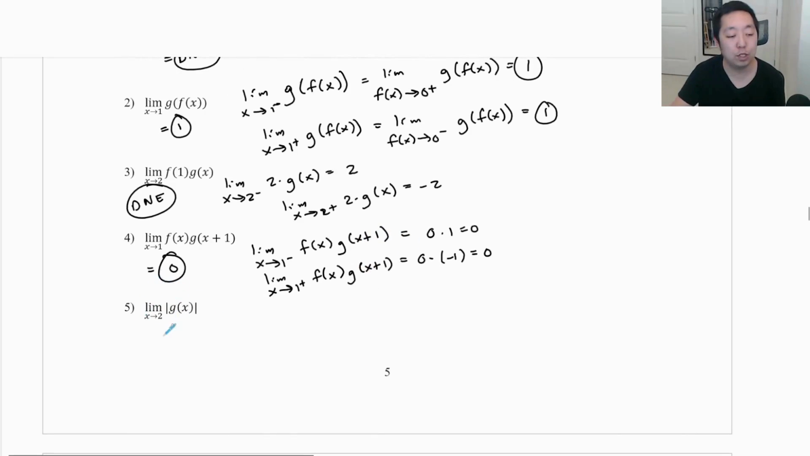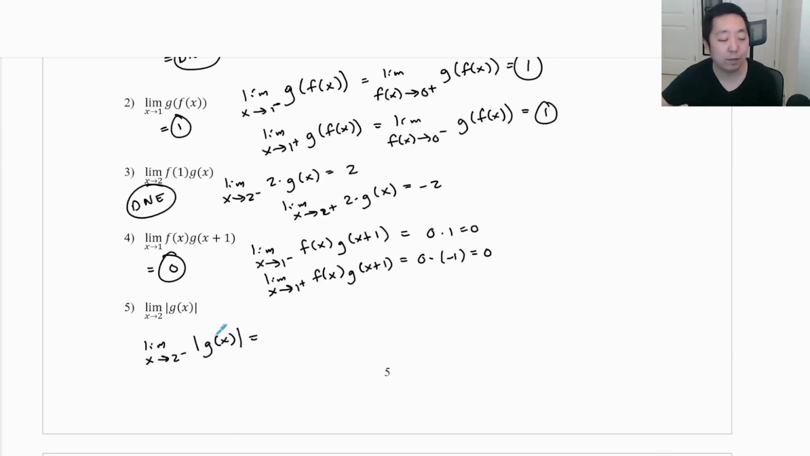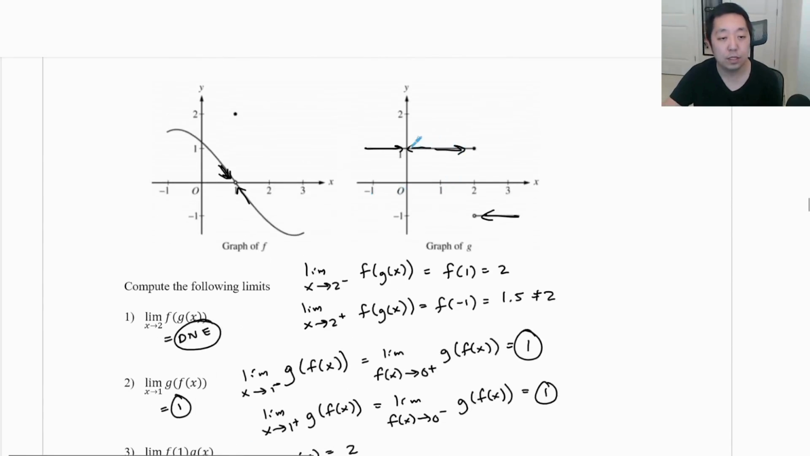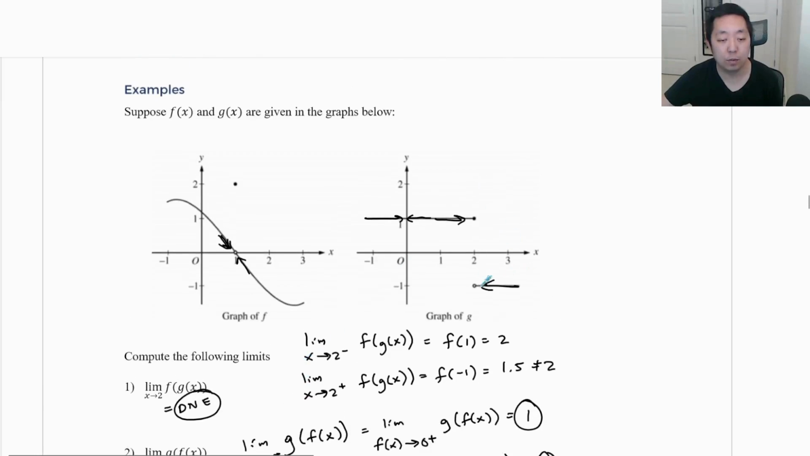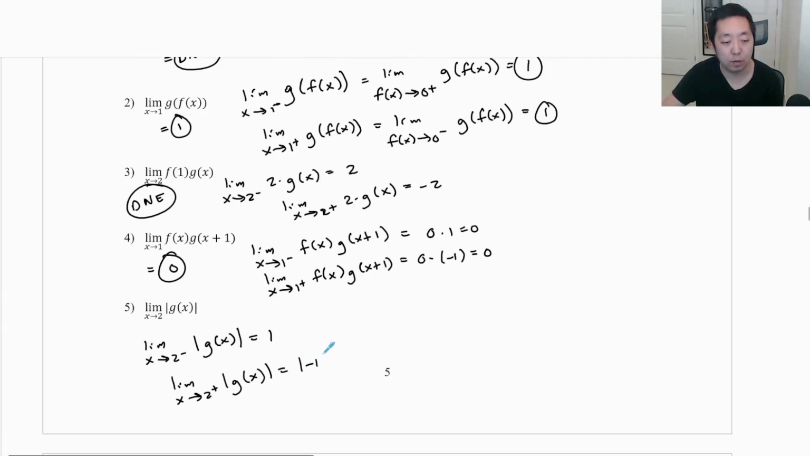How about the limit as x approaches 2 of the absolute value of g of x? Well, look at the left again. From the left, you're approaching 2 from the left. It's going to approach 1, right? And then from the right, you're going to approach negative 1. So it's the absolute value of negative 1, which is equal to 1. So the left and the right both match, so this equals 1 there.